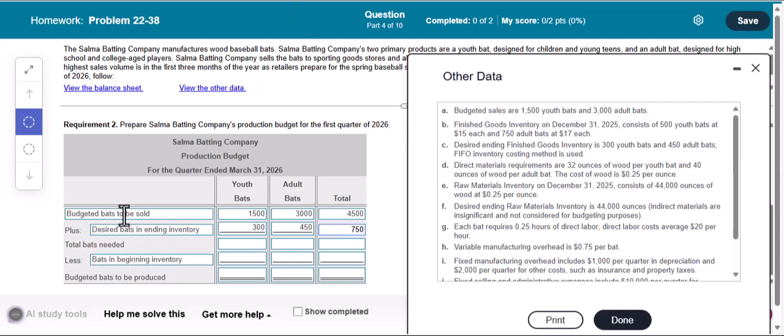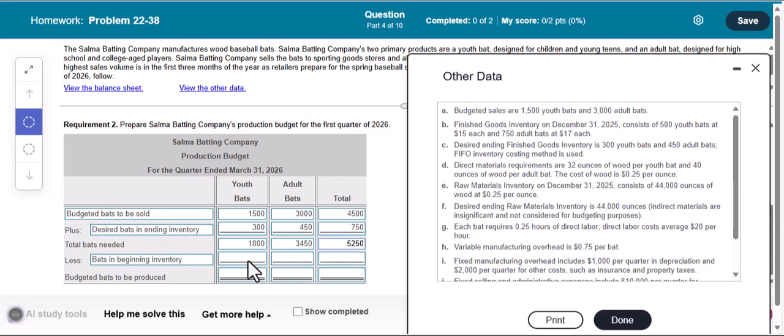So then we need to add together our total bats needed. So it's those budgeted bats to be sold plus the desired bats in ending inventory. So for youth bats, it's going to be the 1,500 plus 300 for a total of 1,800. And for adult bats, it's going to be the 3,000 plus the 450. So that's 3,450. And then the total here overall for all of these bats is going to be 5,250. So again, we expect to sell 1,500 youth bats and then have 300 left over in the ending inventory at the end of the quarter. So we need 1,800 youth bats.